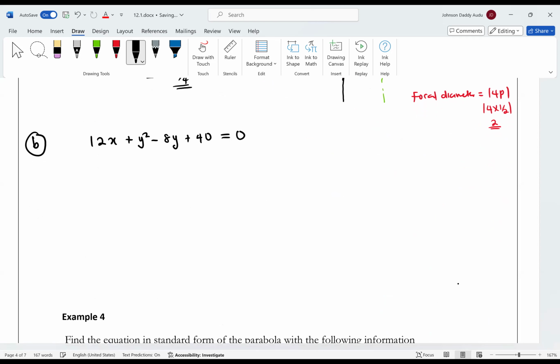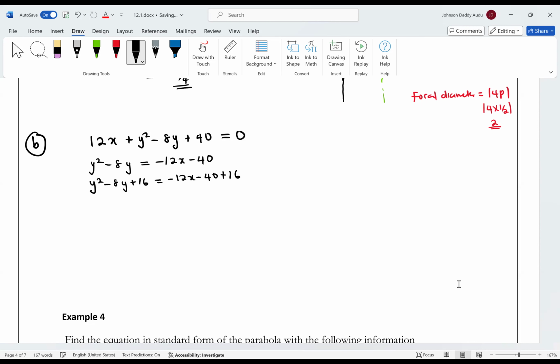Let's start. We can see the square is on y. So it tells us that this is most likely going to be horizontal. But let's try to write this. This is y squared minus 8y. And then we put the x's together. So we take everything that has to do with x to the other side. And here we can complete the square on y. So this is plus 16. And here we'll have minus 12x minus 40.